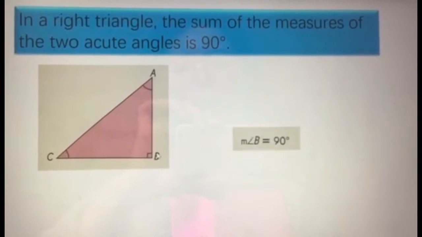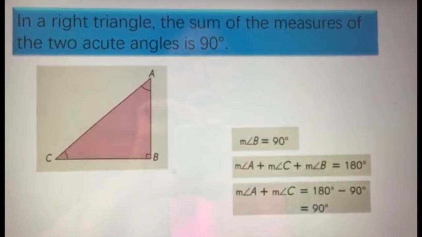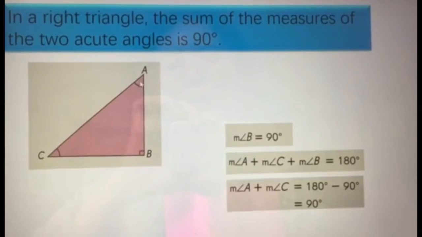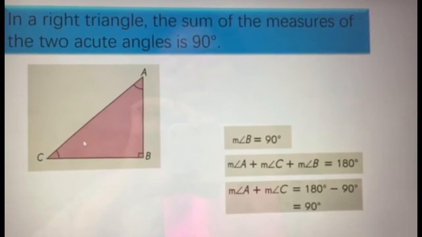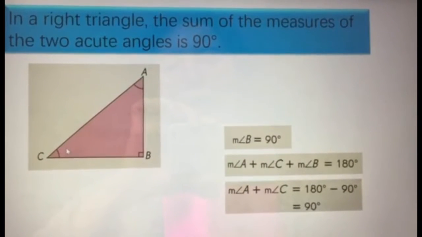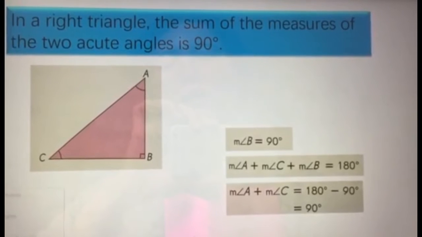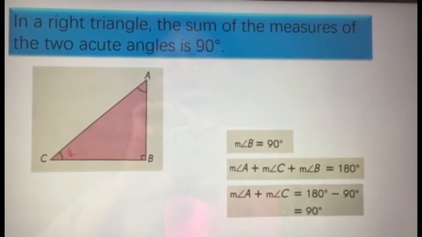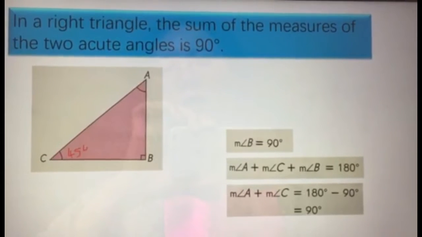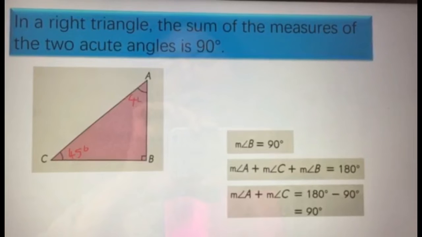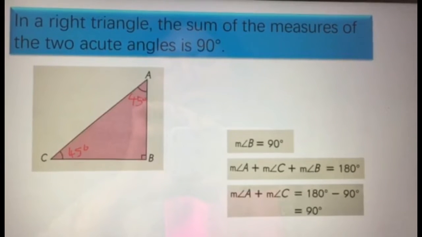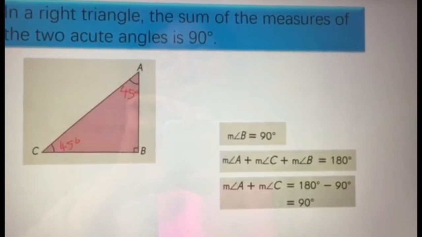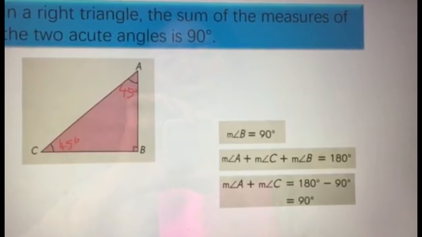So 180 minus 90 degrees is 90 degrees. So we know the sum of these two angles is 90 degrees. With that property in mind, if you know one of these two acute angles, for example, if we know this angle is 45 degrees, then we would know angle A has to be 45 degrees too. That makes a triangle if they add up to 180 degrees.